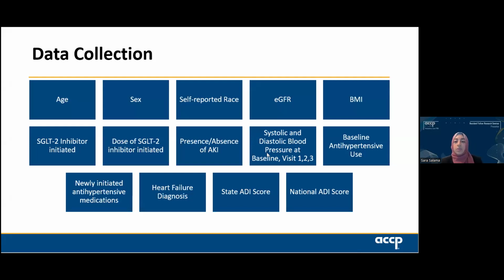Some of the data collection points that we outlined are reflected here. So they include basic demographic data such as age, sex, self-reported race, GFR, and BMI. We also collected which type of SGLT2 inhibitor was initiated along with the dose. And then we looked at the baseline systolic and diastolic blood pressure, along with the consecutive diastolic and systolic blood pressures at follow-up visits 1, 2, and 3 within a 6-month period of medication initiation. We collected information on baseline antihypertensive medications, along with newly initiated antihypertensive medications during the study period, along with state and national ADI scores.